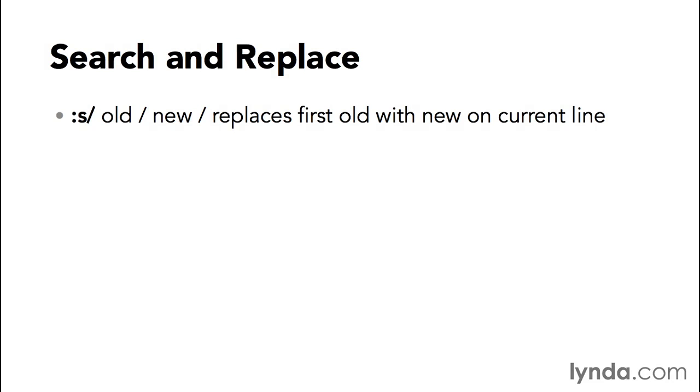Now we'll talk about search and replace. Search and replace in vi is a little bit more complicated. Search and replace in vi uses a colon command, :s. The way that you specify a search and replace is you type :s, a slash, the old string that you're looking for, another slash, the new string that you want to replace it with, and then a final slash to end the command. Then you enter return to execute it.